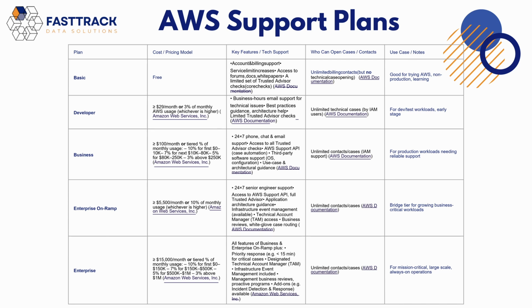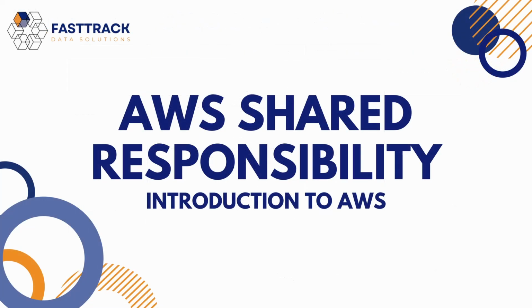Enterprise On-Ramp, for growing organizations needing enterprise-level support guidance at a lower cost, with 24/7 access and a technical account manager for critical issues. Enterprise, full enterprise support with a dedicated technical account manager, proactive guidance, and fastest response times for mission-critical workloads. Moving on to AWS Shared Responsibility Model.